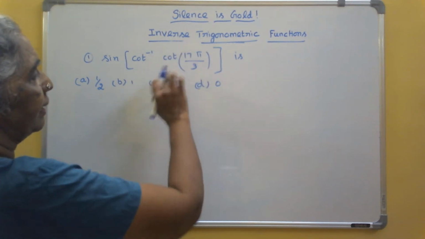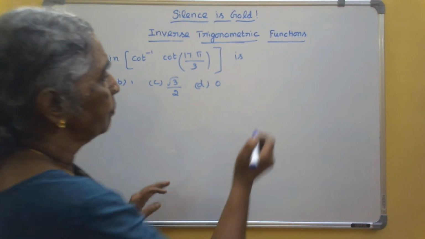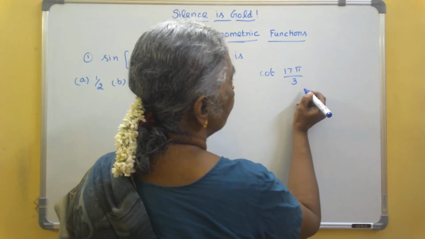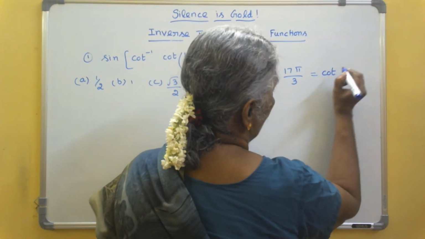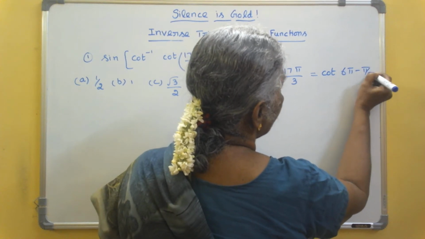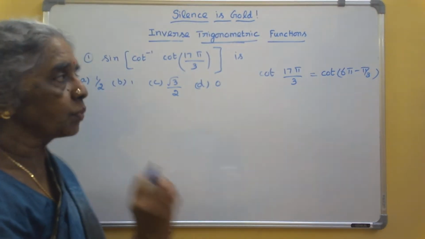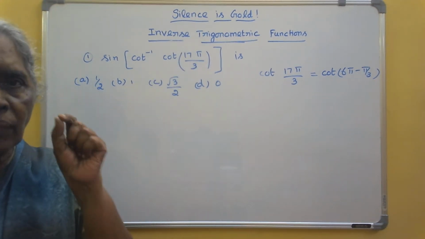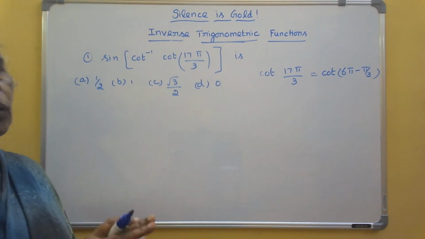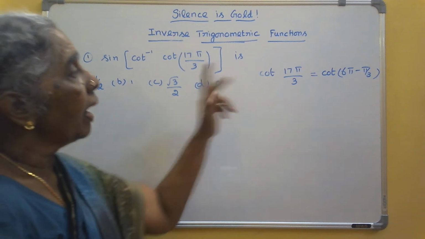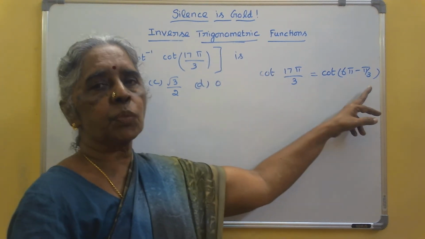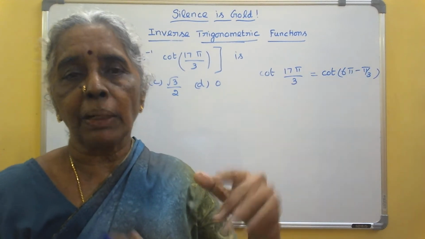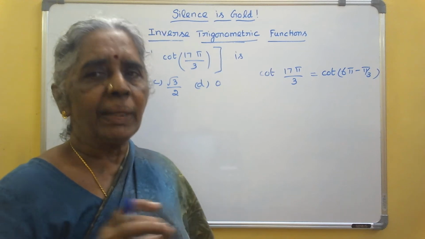So first you consider cot 17 pi by 3. Now, how can I write cot 17 pi by 3? That can be written as cot of 6 pi minus pi by 3. Before that, let me explain. Cot inverse of cot theta is equal to theta only when that theta lies in the principal value branch 0 to pi. So here I am writing cot 17 pi by 3 as 6 pi minus pi by 3. Always write in terms of multiples of 2 pi. That will be easier for you.